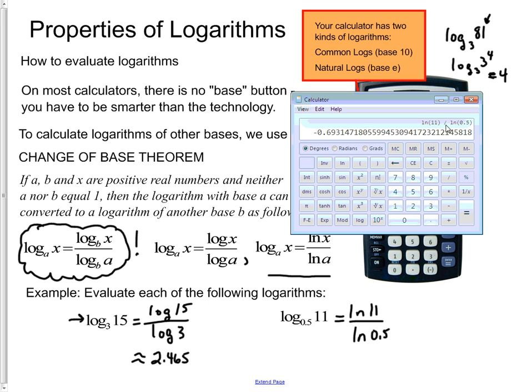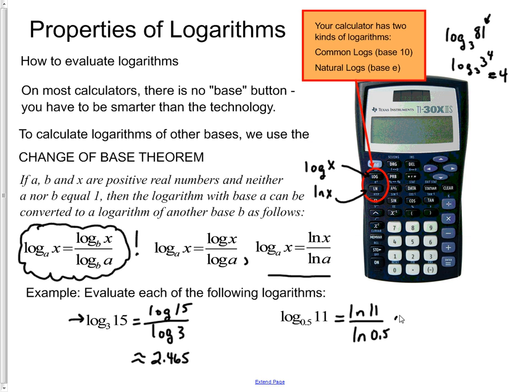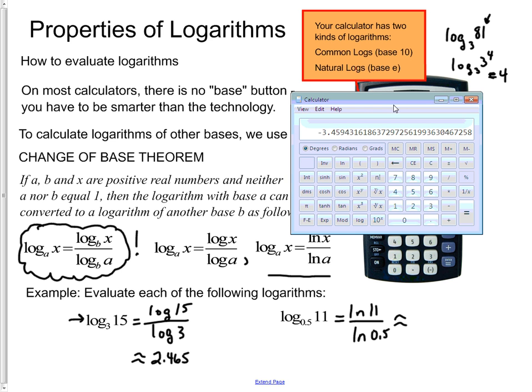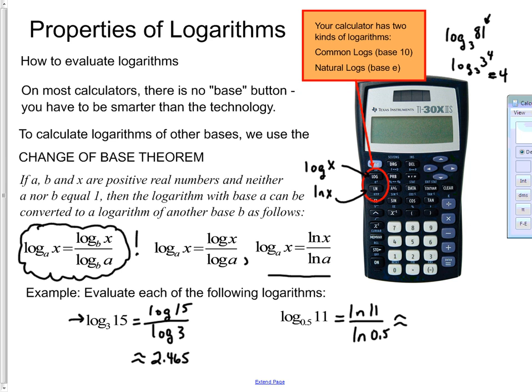The natural logarithm of 11 divided by the natural logarithm of 0.5 comes out to be approximately negative 3.459. So let's say negative 3.46. So we're pretty close right here, right? Negative 3.46. If we keep this in mind, remember this change of base theorem allows us to evaluate these.